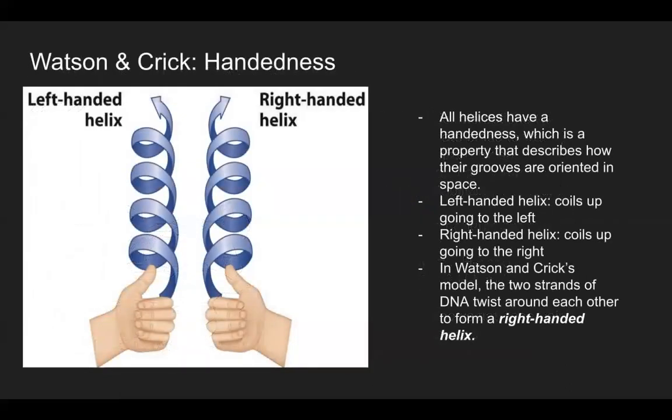All helixes have a handedness, which is a property that describes how their grooves are oriented in space. A left-handed helix coils up going to the left, and a right-handed helix coils up going to the right. In Watson and Crick's model, the two strands of DNA twist around each other to form a right-handed helix.